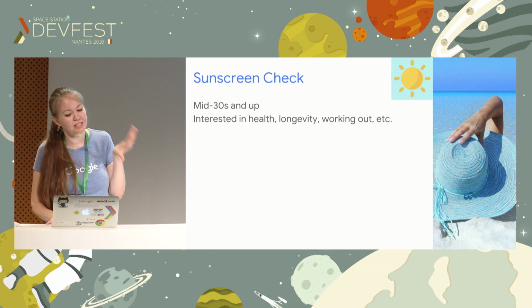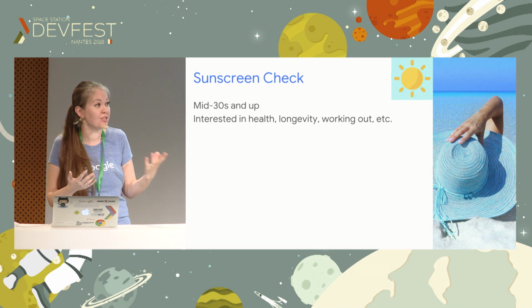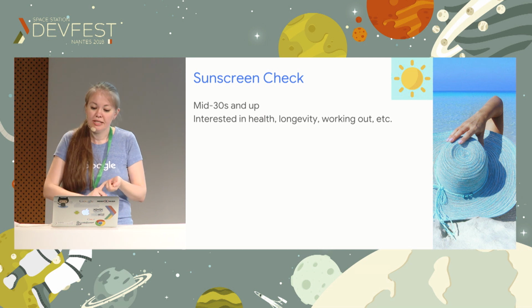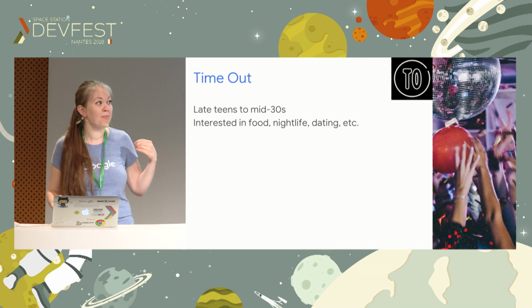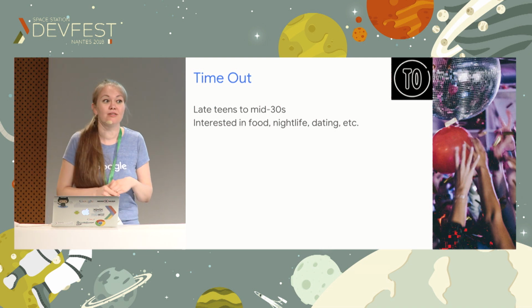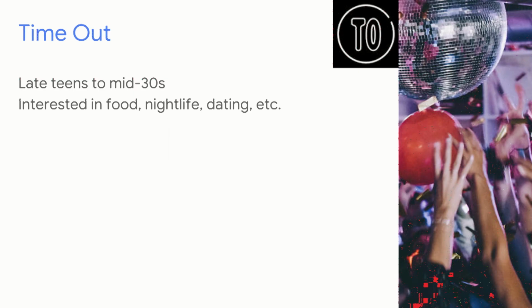In the case of sunscreen, check who would be interested in that app. It's probably mid-30s or up, people interested in health, longevity, working out. Usually people who don't think that a tan is fancy and healthy. They actually do care about health. Now, in the case of Time Out, it's late teens to mid-30s. People who already have money to party, and they're interested in good food, food places, eateries, nightlife, and potentially dating. So this is that kind of age and that kind of public.